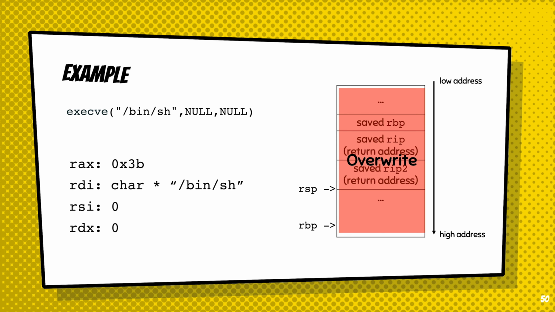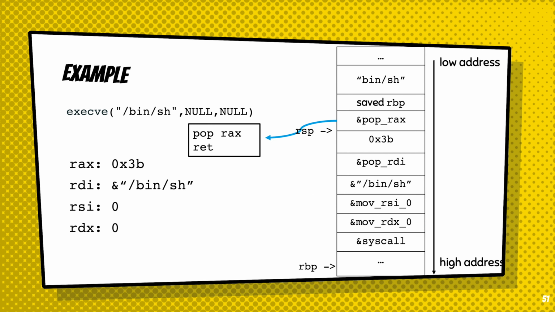For the other arguments, we need to comply with the x86-64 calling convention, which means we need to put the address of the string /bin/sh in register RDI, 0 in RSI, and 0 in RDX. The next step is to call syscall. We can construct the chain on stack in the following way.